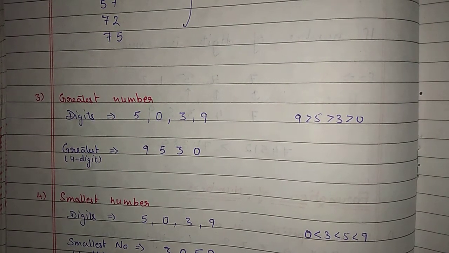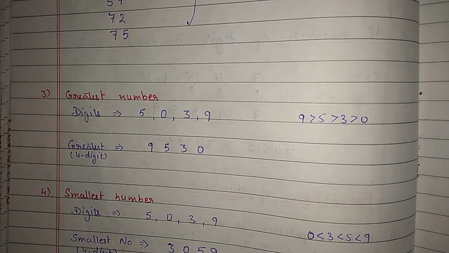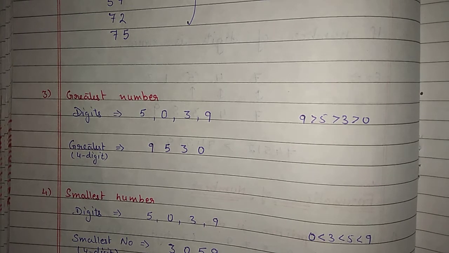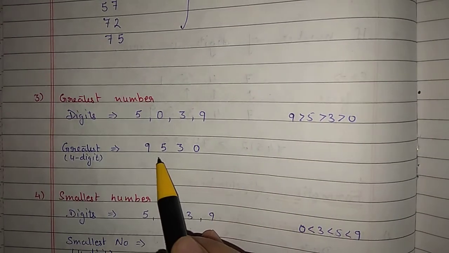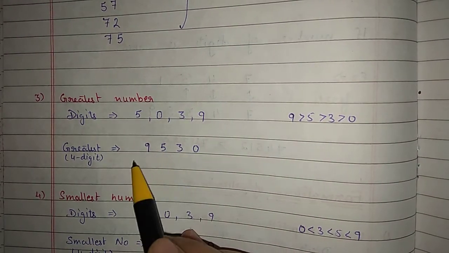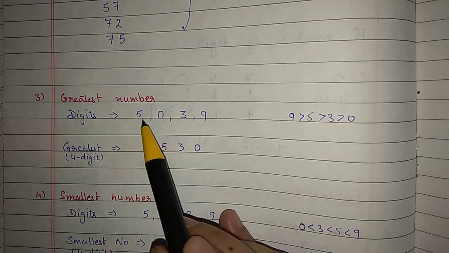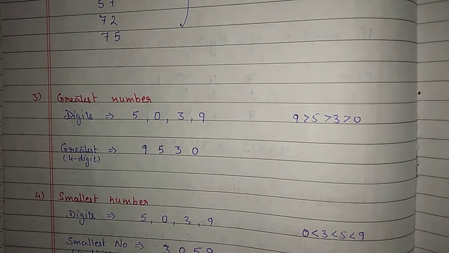Next thing, forming the greatest number and the smallest number. Digits are given here, or some hint will be given, depending on the question. So here I have taken 4 digits, and with the help of these 4 digits I have to make the greatest number. To make the greatest number, just write the numbers in descending order, big to small. Which is the biggest number? Write that first, then the next, and then the smallest number at last.